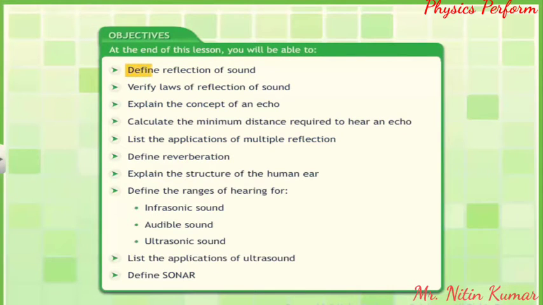At the end of this lesson, you will be able to define reflection of sound, verify laws of reflection of sound, explain the concept of an echo, calculate the minimum distance required to hear an echo, list the applications of multiple reflection, define reverberation, explain the structure of the human ear, define the ranges of hearing for infrasonic sound, audible sound, and ultrasonic sound. List the applications of ultrasound and define sonar.